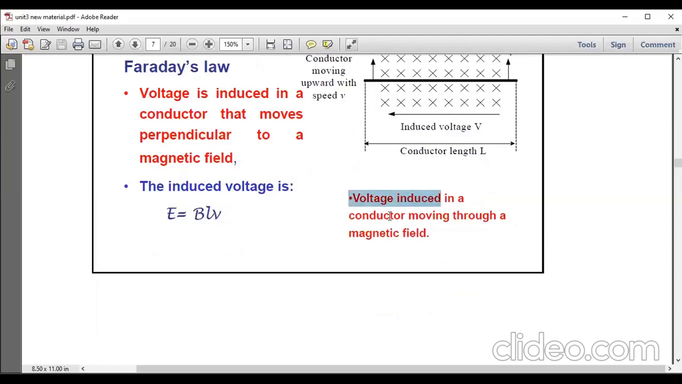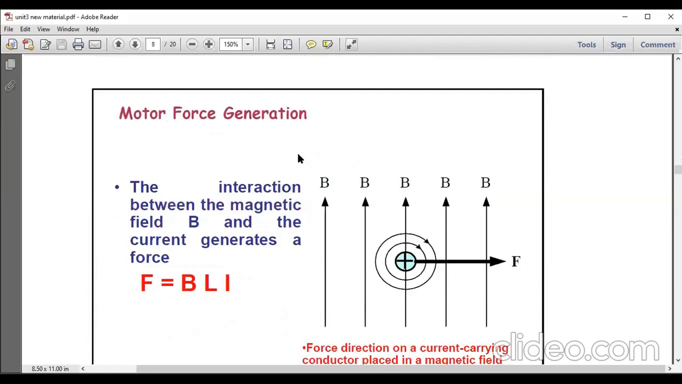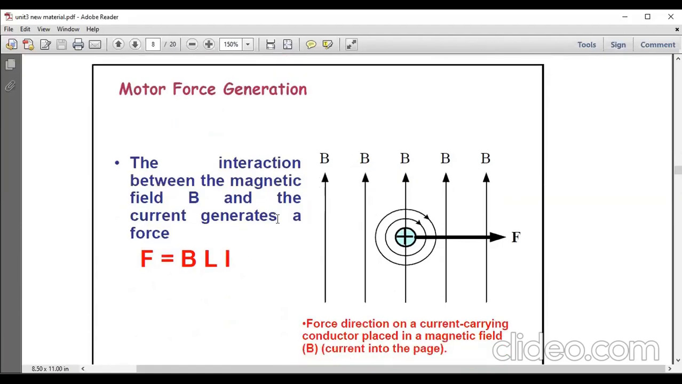So the voltage induced in a conductor moving through a magnetic field. This is the basic concept there. Now, motor force generation. I think you are familiar with the magnetomotive force, right? If a voltage is given to a conductor, it draws current. Obviously, flux is developed. But if a magnetic circuit is there and we generate a magnetic field, then it causes a magnetomotive force. That is the difference between the electromagnetic field, electromagnetic force and magnetomotive force.